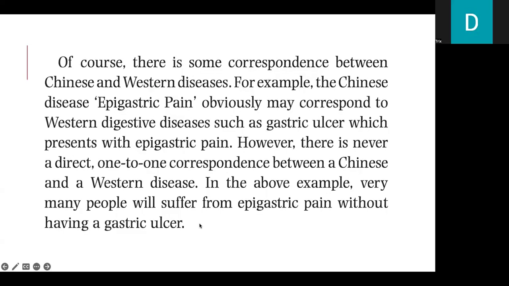Of course, there is some correspondence between Chinese and Western diseases. For example, the Chinese disease epigastric pain obviously may correspond to Western digestive diseases, such as gastric ulcer, which presents with epigastric pain. However, there is never a direct one-to-one correspondence between a Chinese and Western disease. In the above example, very many people will suffer from epigastric pain without having a gastric ulcer.